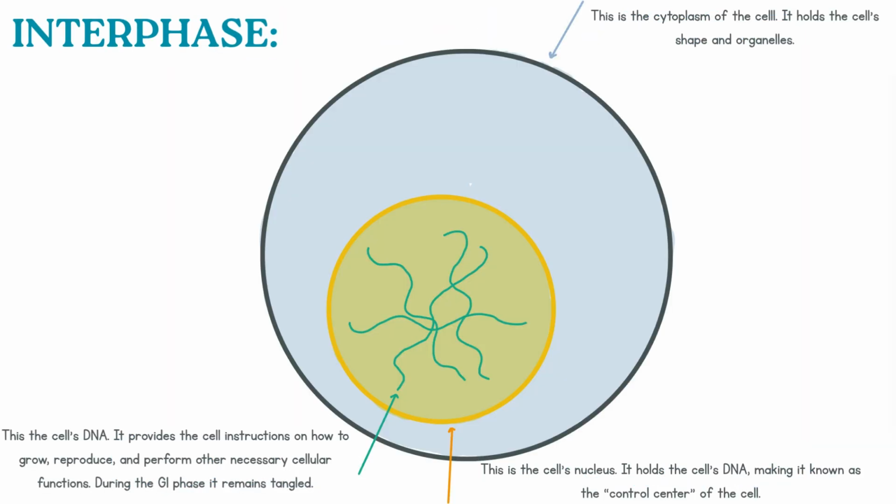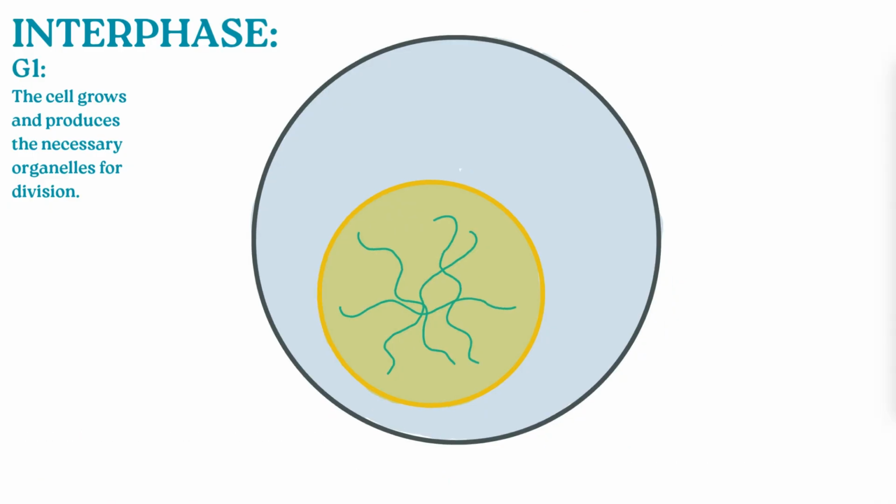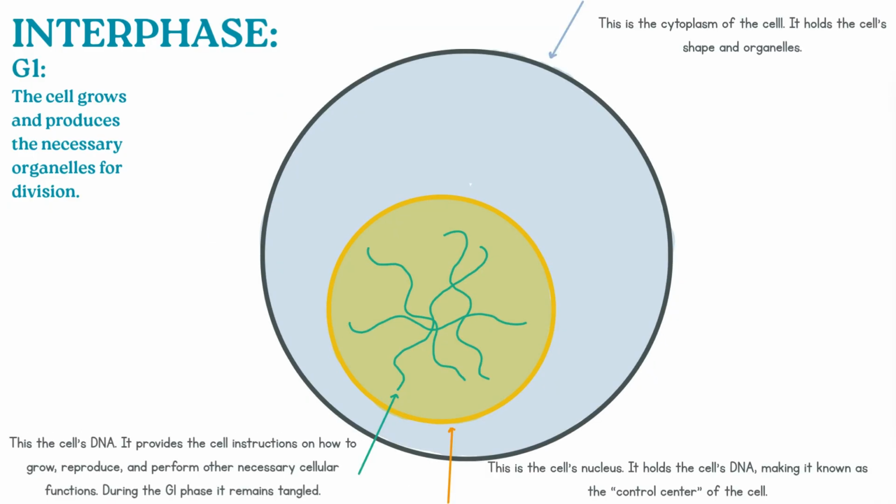The first stage of the cell cycle is interphase. The interphase is the longest stage. The first step of interphase is known as G1. In G1, the cell grows and produces some of the necessary organelles for dividing.